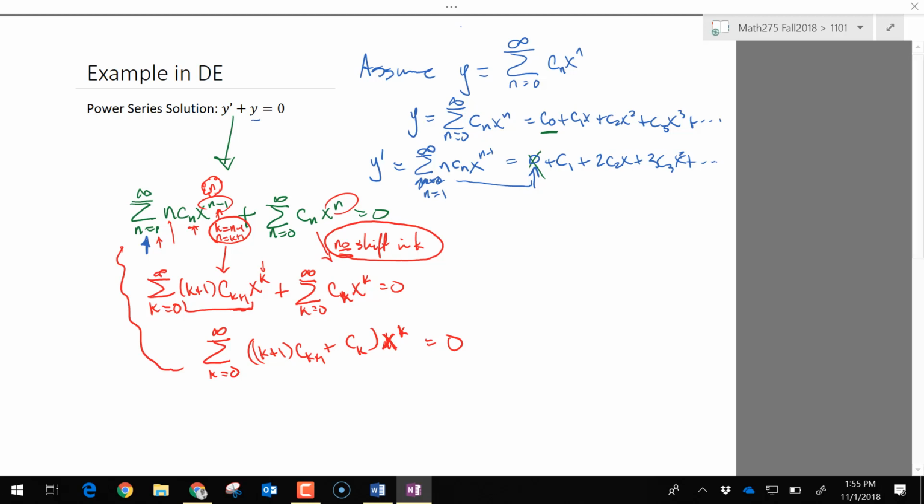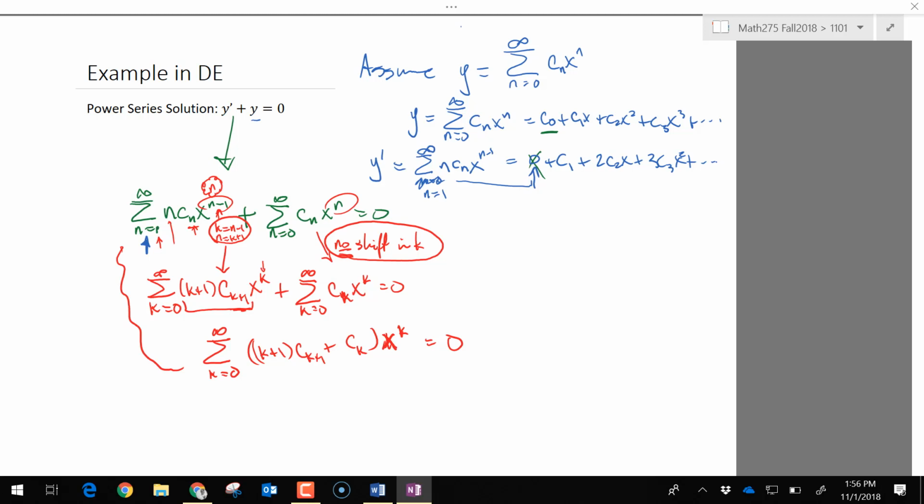I said add 1 to it, but then I wrote k equals n minus 1, so that was confusing. So I'm changing it so that you're adding 1 to the index, and at the same time I'm changing the name of the index.